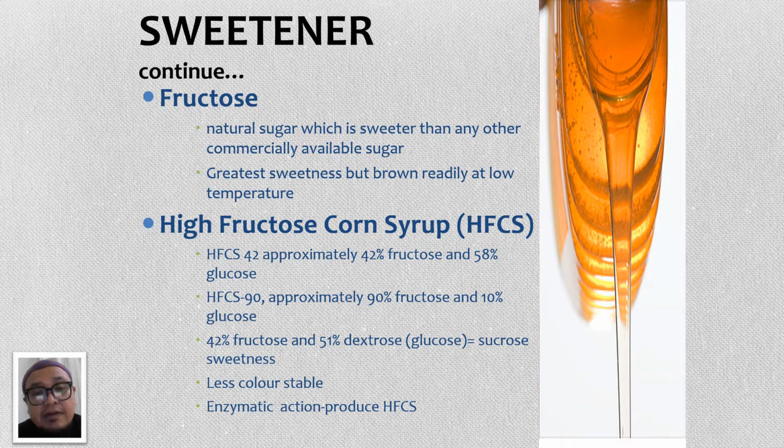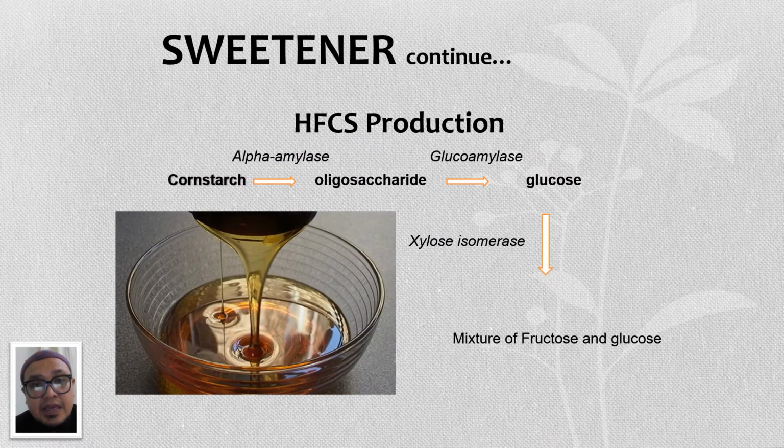Okay, HFCS 90 is approximately 90% fructose and 10% glucose. 42% fructose and 51% dextrose is equal to sugar in sweetness. Okay, high fructose corn syrup is less color stable, and it is produced by enzymatic action using alpha amylase and glucoamylase. Okay, this is the production of high fructose corn syrup.